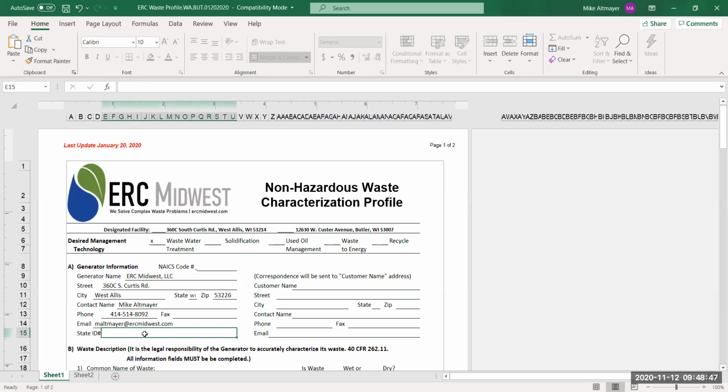Paste it into our waste profile, and we're good to go. The customer name here, this is really the billing information. In most cases, the customer name is the same as the generator name. If you're working with a broker, you might have a different scenario, where if we're going to bill the broker for disposal, then you would put the broker's information on this side.